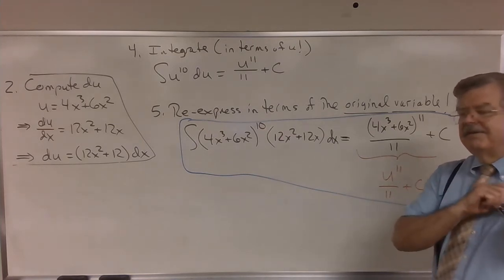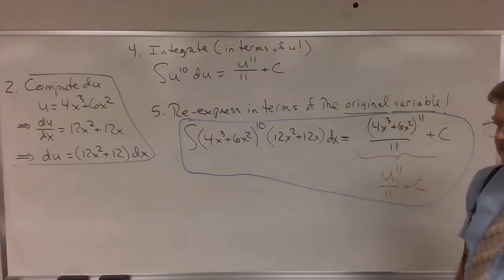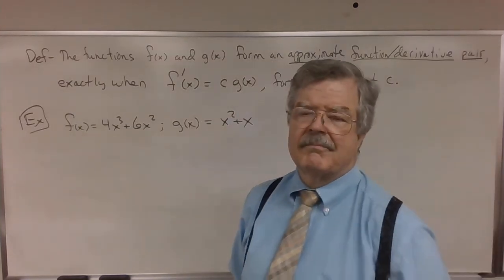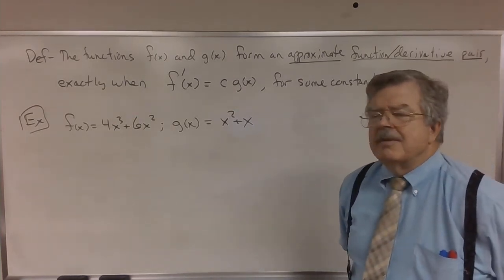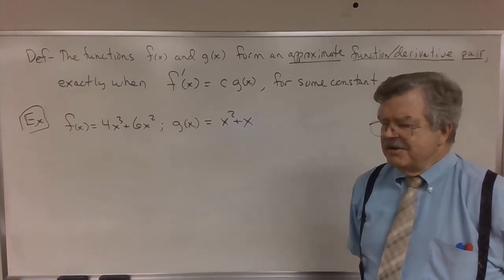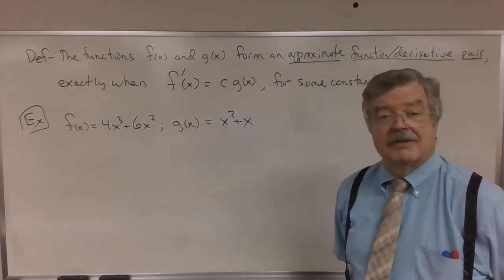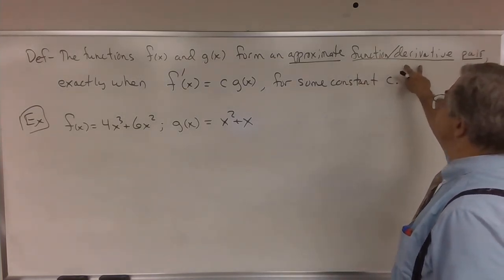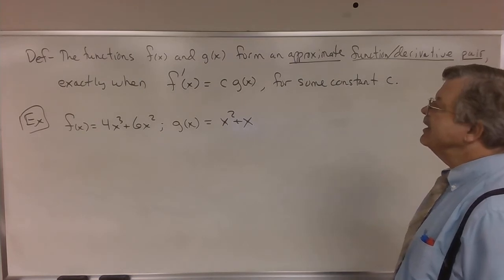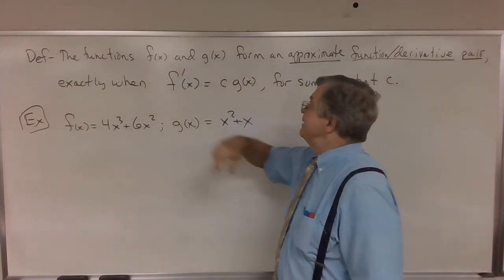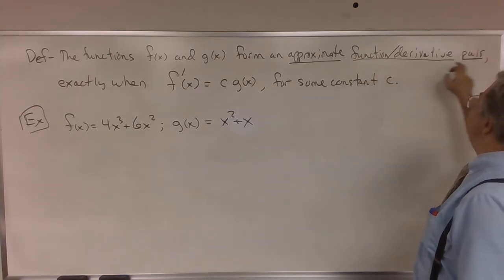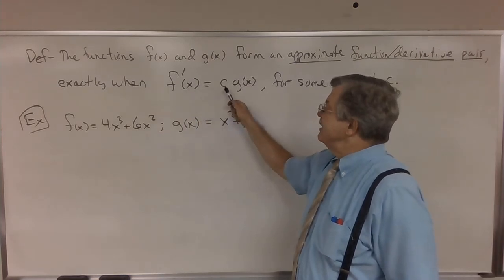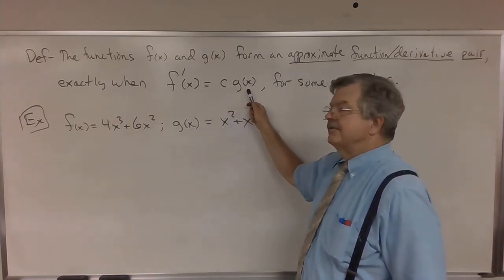Now I have something more to show you in the way of U-substitution. To make sure that our process of U-substitution is as versatile as possible, we want to talk about something called an approximate function derivative pair. And we say that f of x and g of x constitute an approximate function derivative pair exactly when the derivative of f is equal to some constant multiple of g of x.